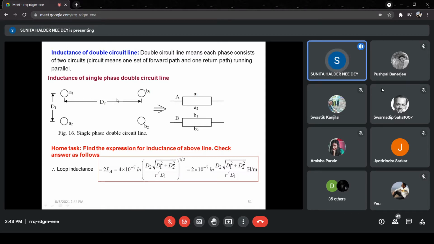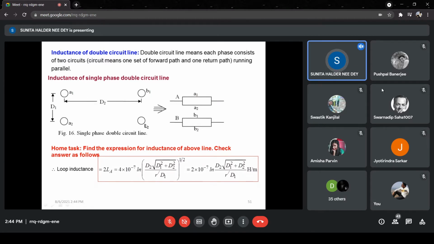Single phase double circuit line means, say, A is the forward path and B is the return path. In the forward path, there are two conductors instead of one, A1 and A2. Similarly, in the return path, B1 and B2. But that is not mandatory. The number of conductors in the forward path need not be equal to the number in the return path. They may be the same, they may not be the same.